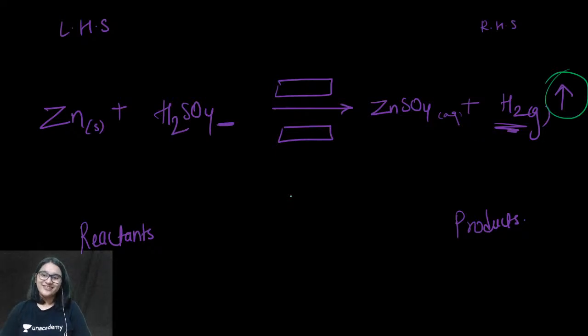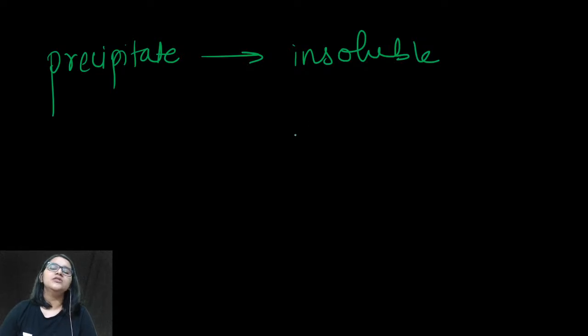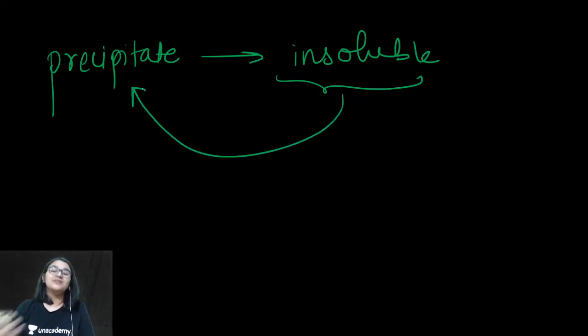Now, in some reactions we also have something called a precipitate that is formed. A precipitate is something which is insoluble in the solvent that is present in the reaction. So when I put any solid like soil in water, is it dissolving in water? No, right? It's not dissolving in its solvent. So it settles down. Whenever I get a product which is insoluble in a particular solvent, it is called a precipitate because it settles down.